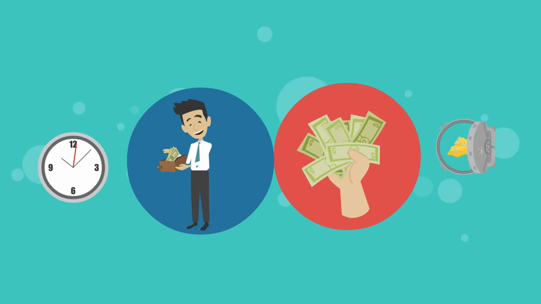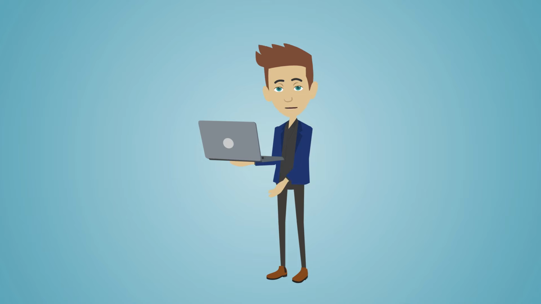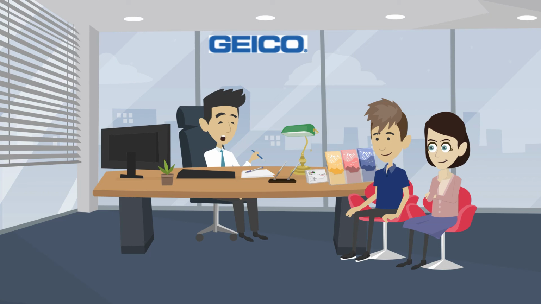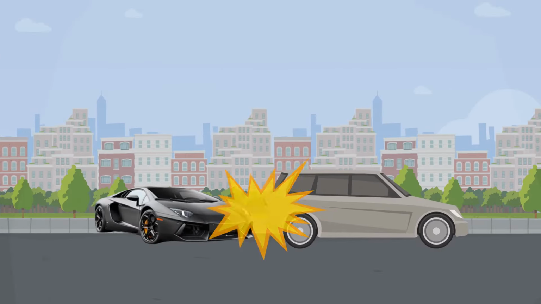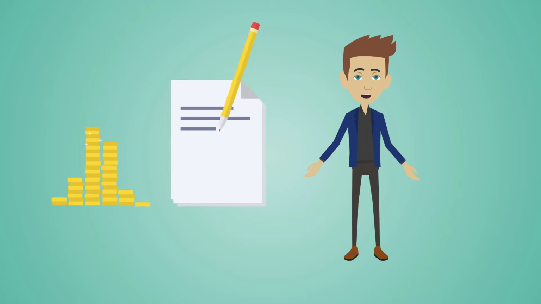Next, we're going to explain to you why you might want to buy a put option, which, if you remember, gives you the right to sell stock at a certain price on or before a particular date. Now, let's say you just bought a new Lamborghini, and to protect this Lamborghini, you're going to need insurance. So you go to Geico and you purchase insurance that financially protects your new Lamborghini in case you get into a crash. This is the exact same concept as options.